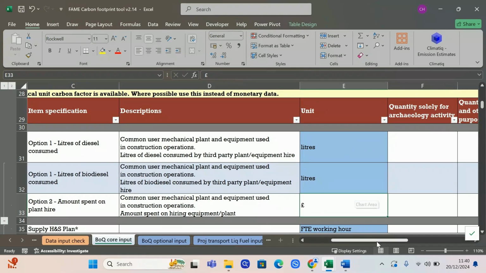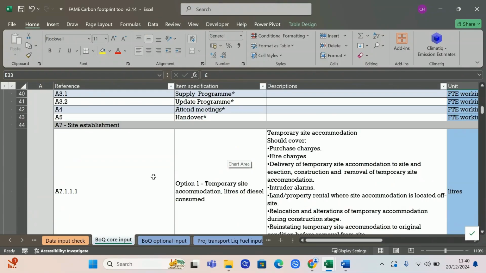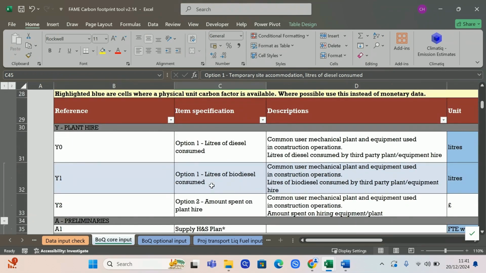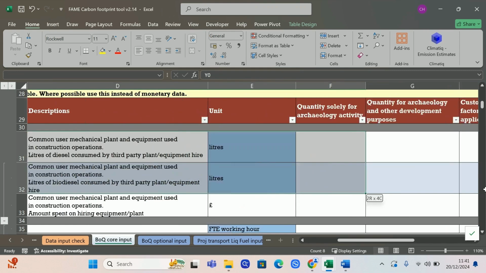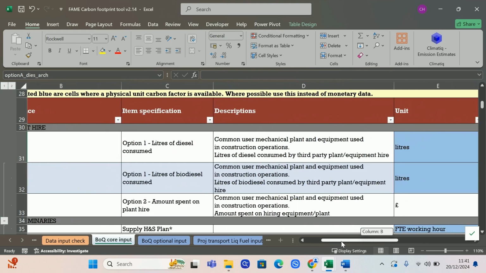Now, for plant hire and also for temporary site accommodation, which is just below here, there are 2 options for data resolution. So option 1, you can enter the physical fuel consumption. So if you know the litres of fuel consumed, whether that be diesel or biodiesel, then you input in the option 1 section.